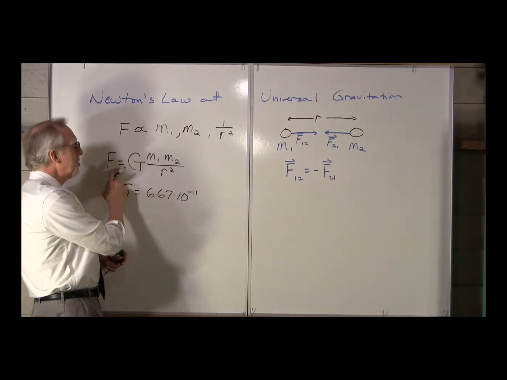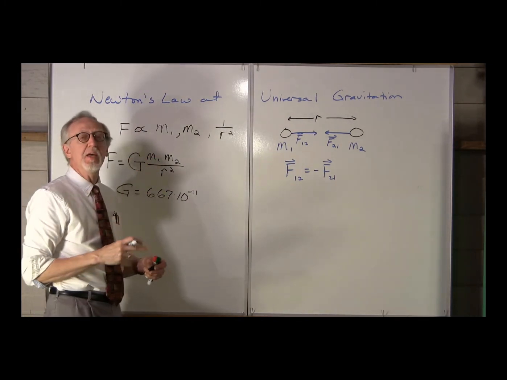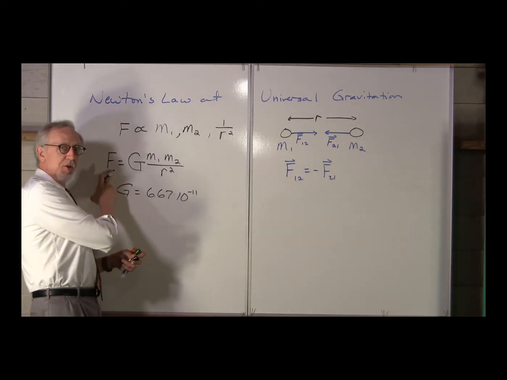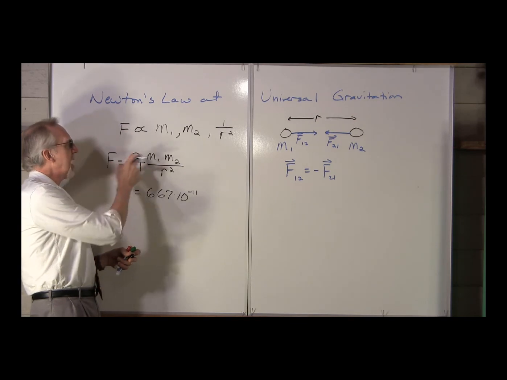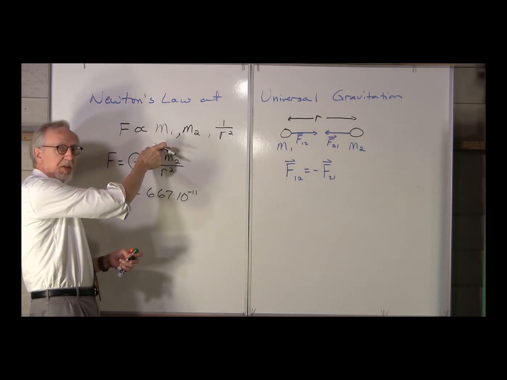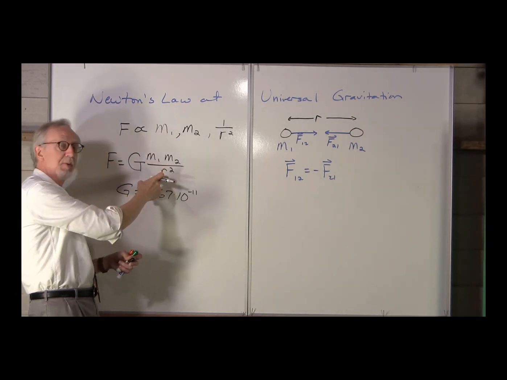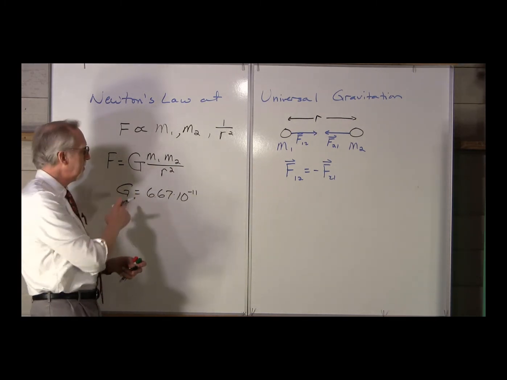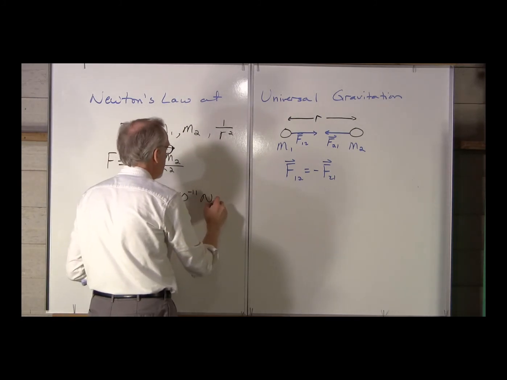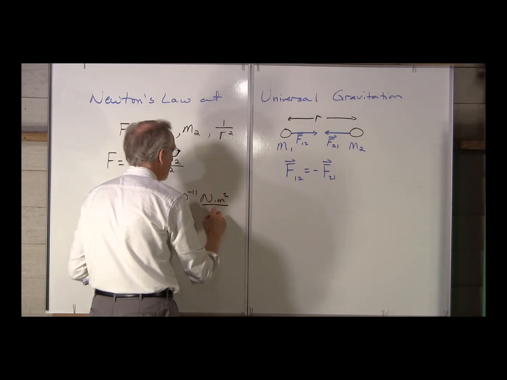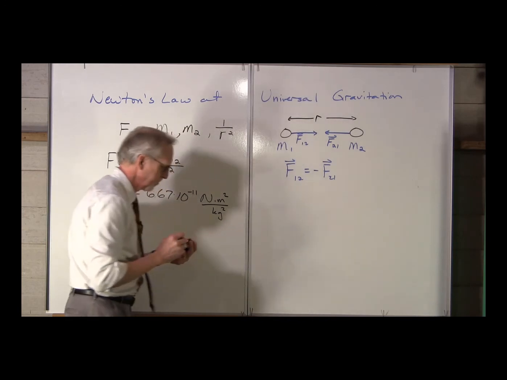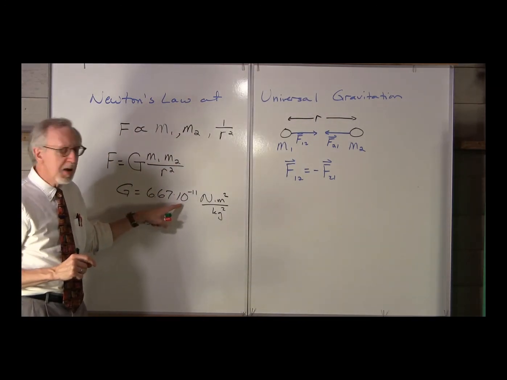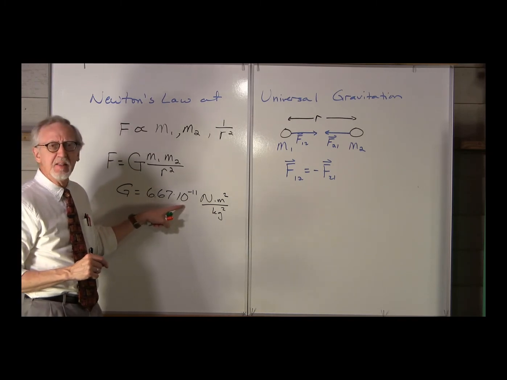And then to make the units work out right, we'll put G in terms of the standard SI units. In order to get units of newtons on the left side, after multiplying by 2 units of kilograms on the right side and dividing by a unit of meters squared, it turns out that the units of big G are Newton meters squared per kilogram squared. There we go. Now, let's notice this number, 6.67 times 10 to the minus 11.